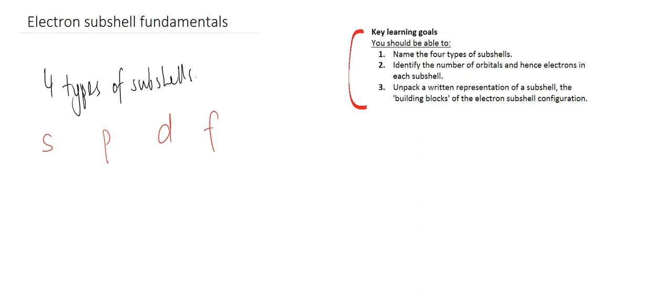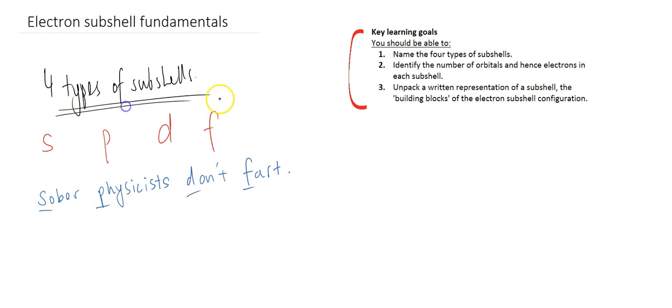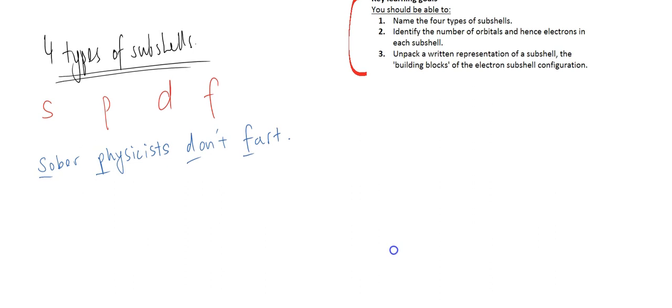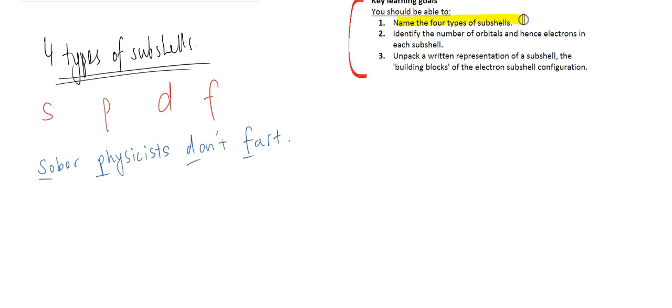Now there's a mnemonic for remembering these. I'm sure there are many more better ones out there, but the one that I use to remember them, if for some reason I've forgotten, is: sober physicists don't fart. Sober physicists don't fart. SPDF. All right, maybe you can come up with a better mnemonic, but the main idea is that it helps us, or at least helps me when I forget, to remember the order of those subshells. Okay, so we've identified those 4 types of subshells.